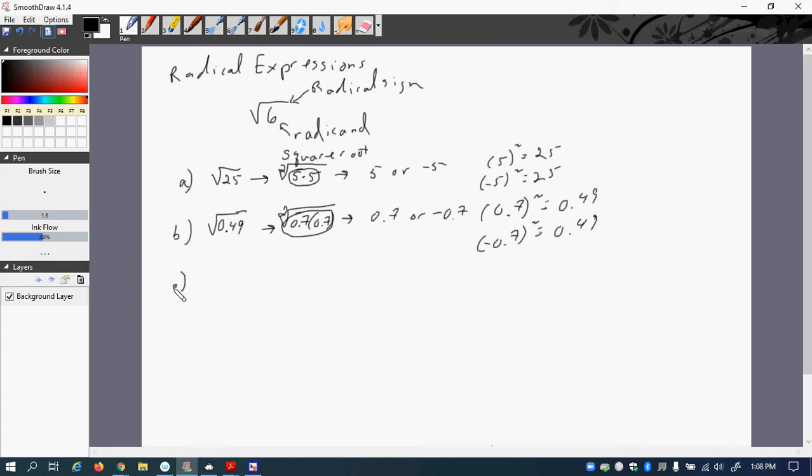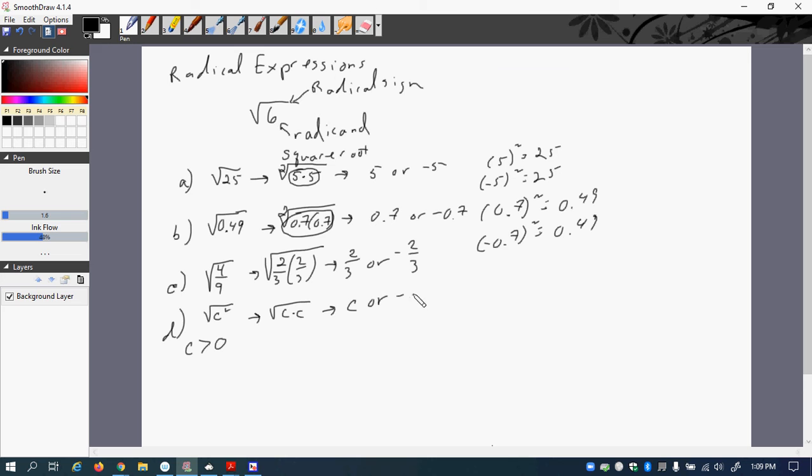So these are the kind of setups we get. We do the same thing with fractions. If you have the square root of 4/9, then that's the square root of 2/3 times 2/3. And so again, we get 2/3, or it could be negative 2/3. And then the last one, we want to look at variables. So the square root of c squared, we have to assume that c is greater than 0, because we can't have a negative in there. In these cases, all these were already positive. So we have the square root of c times c, which is just c. So we get c this time, or we could have negative c. But they'll have to be positive in the end.